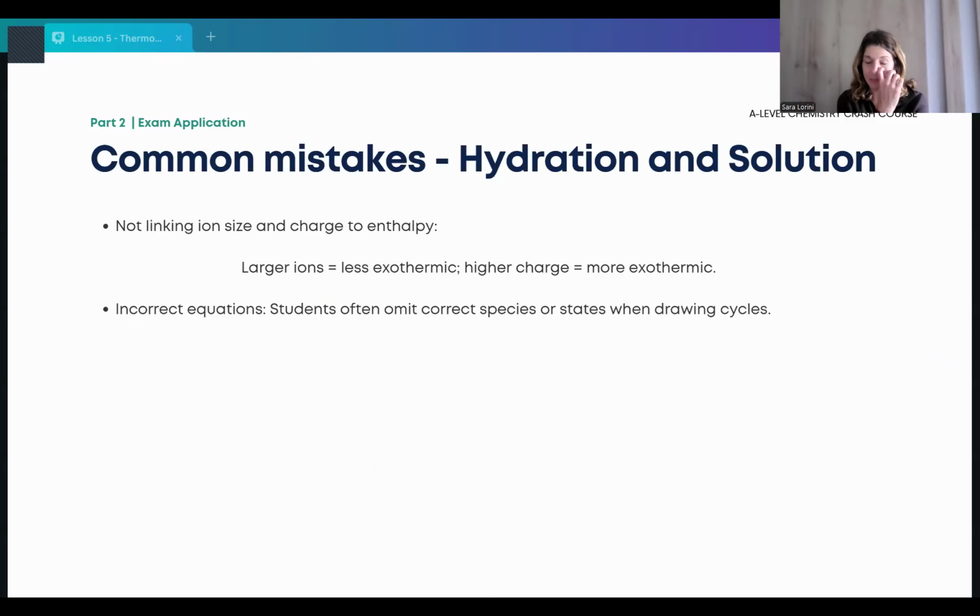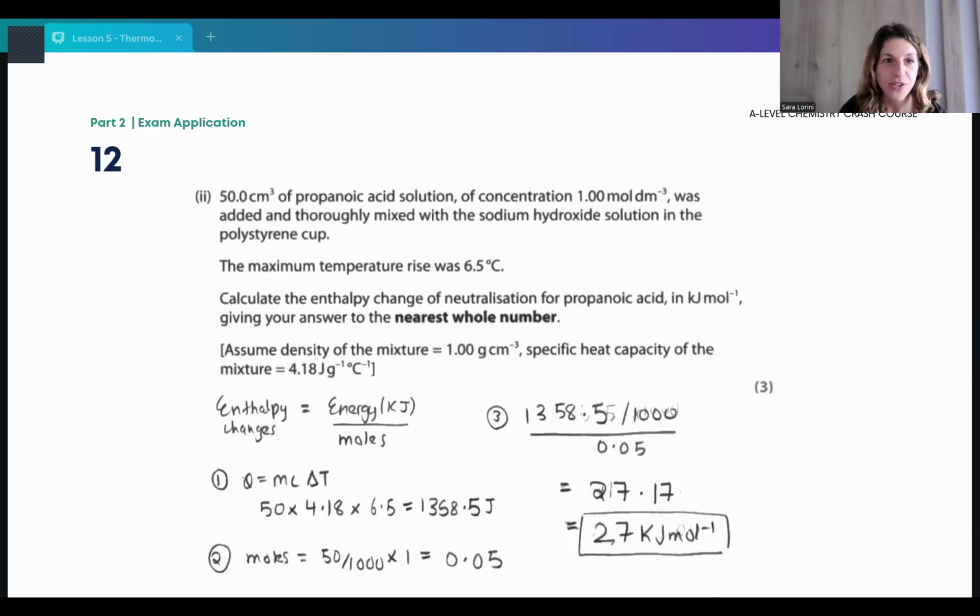In fact, the most common mistakes for enthalpy of hydration and solution calculations are the missing link of ionic size and charge to the enthalpy, but also incorrect equations. Again, I think these are the major things that we needed to think about, okay? We have a couple more questions to go through, again really thinking about what can go wrong in these calculations. And of course, we have the specific heat capacity calculation. Let's see if there are mistakes in this very nice and tidy answer.